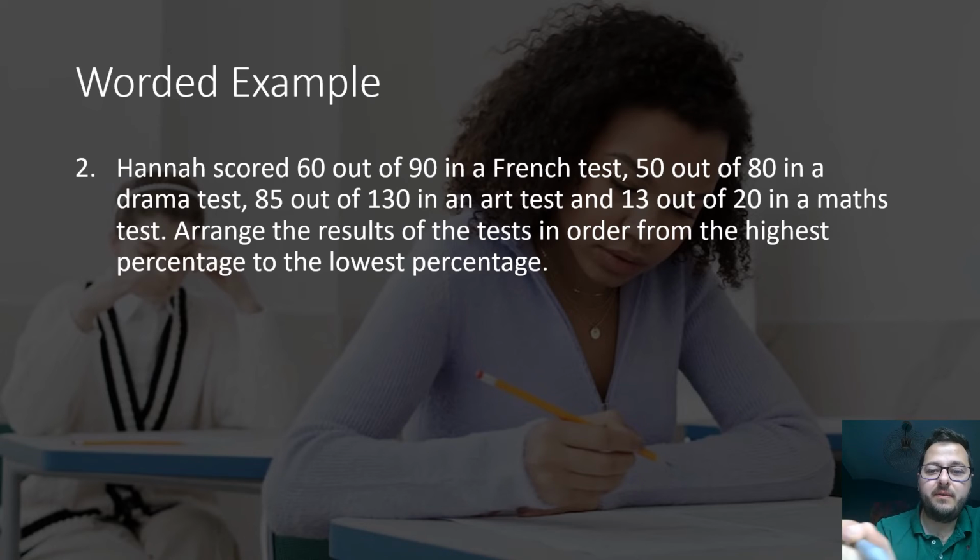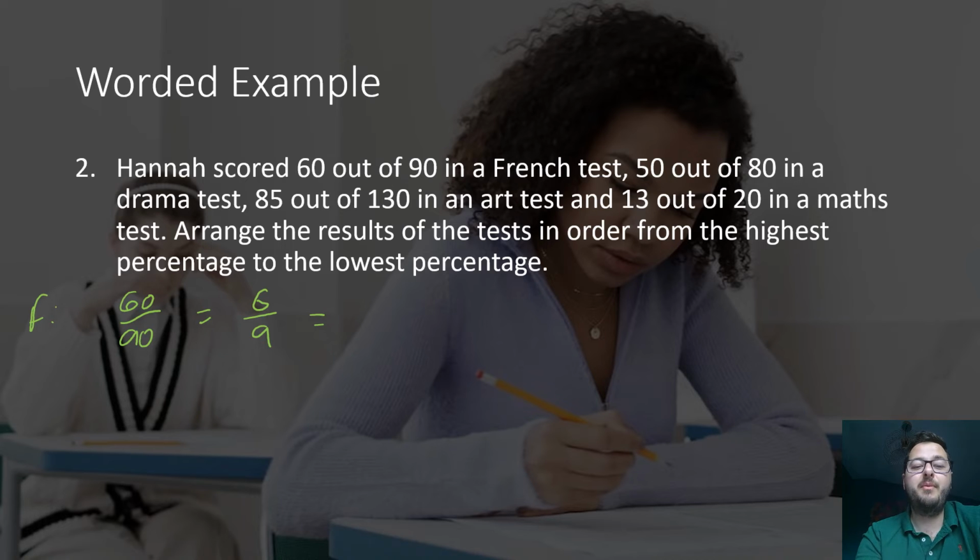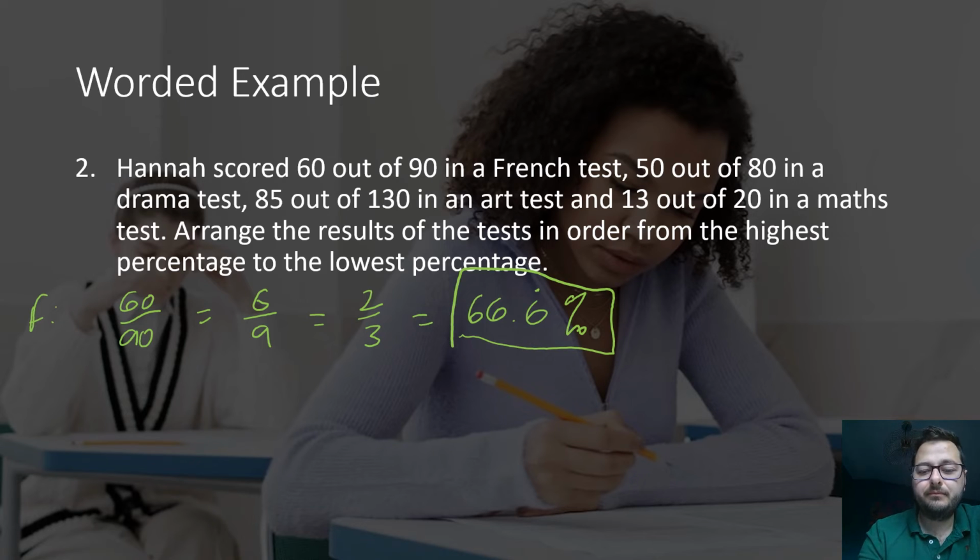So let's start with French. So French we'll put as an F. So that is 60 out of 90, which is the same as, if we divide top and bottom by 10, 6 out of 9. And then if we divide top and bottom by 3, we're going to get 2 over 3. And 2/3 is 66.6 recurring percent. So that's French.